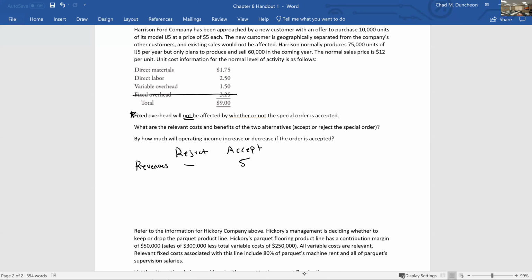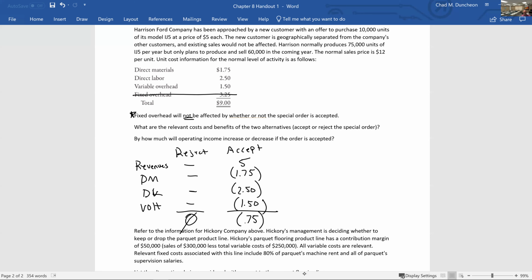Reject it, $0. Direct materials, reject, and there's no cost there. Accept, $1.75. Direct labor, again, no cost here. $2.50 here. And then variable overhead, again, no cost here. $1.50 here. Remember, the fixed overhead is irrelevant. So basically, we have no change if we reject this offer. If we were to accept the offer, though, we would be losing 75 cents per unit.